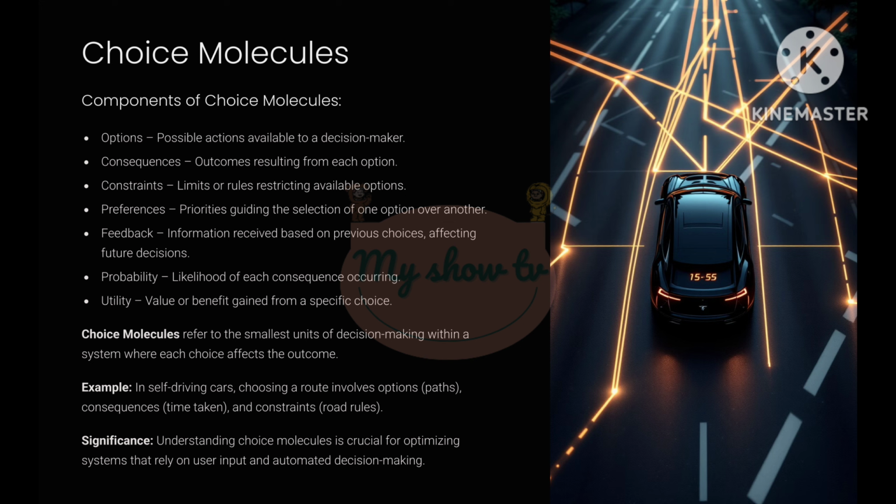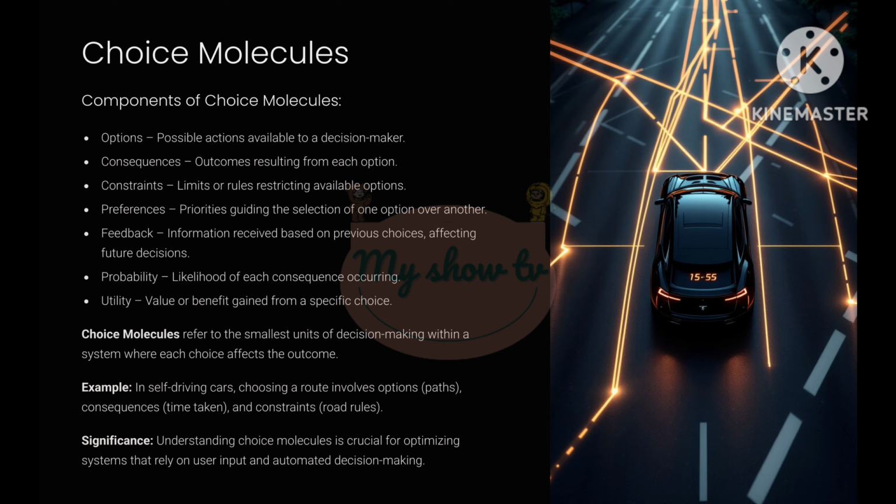2. Components of a choice molecule. Options: different paths or actions a player can take. Consequences: outcomes resulting from each option. Context: the environment or rules governing the choice. For example, in a chess game, deciding whether to move a pawn or a knight represents a choice molecule.